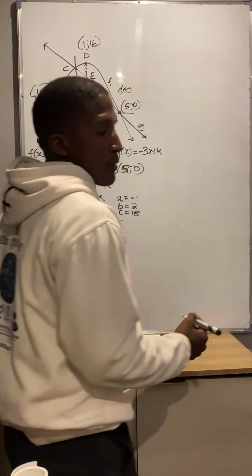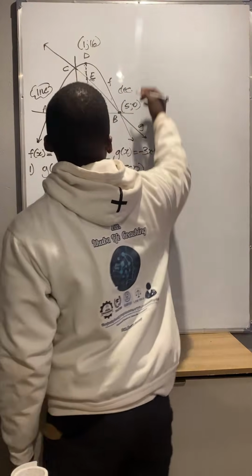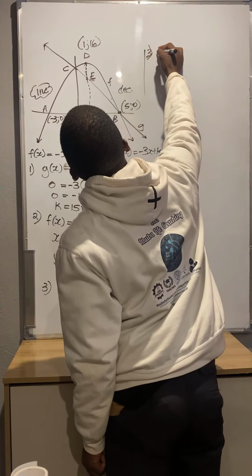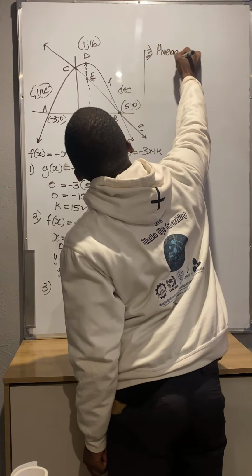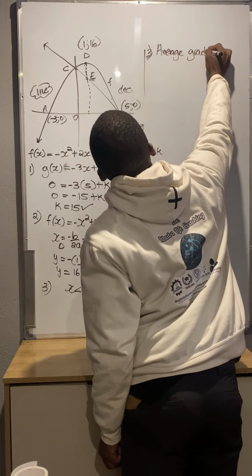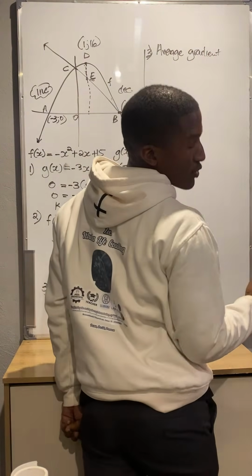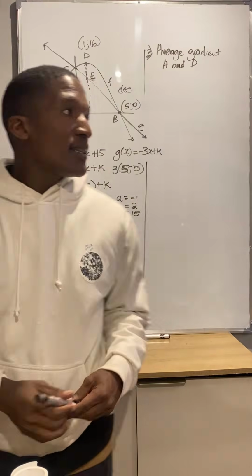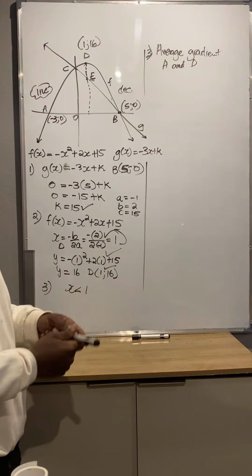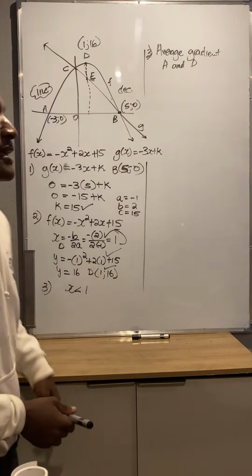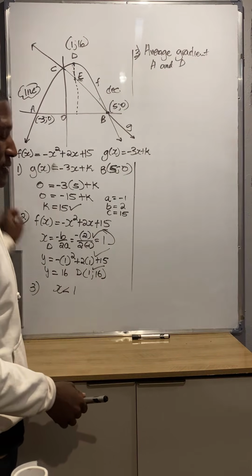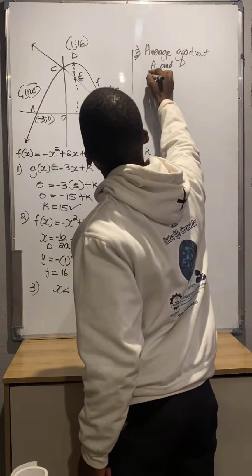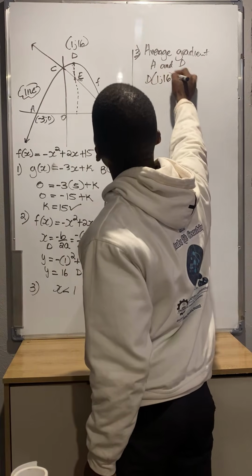Okay. Now, number 3, they say determine the average gradient of A and D. Family, they want the average gradient of A and D. It's very simple. Do we have the coordinates of D? Yes, the coordinates of D are (1; 16).